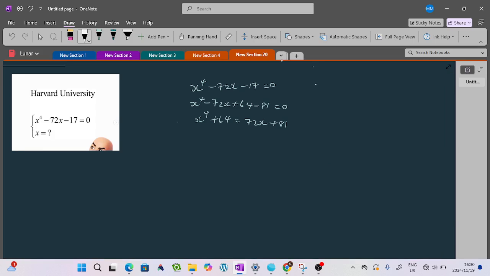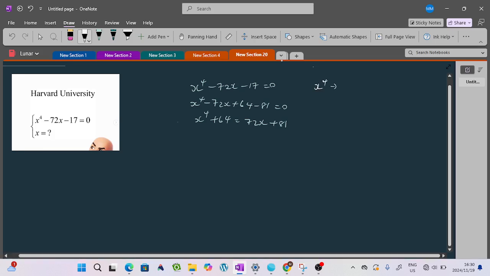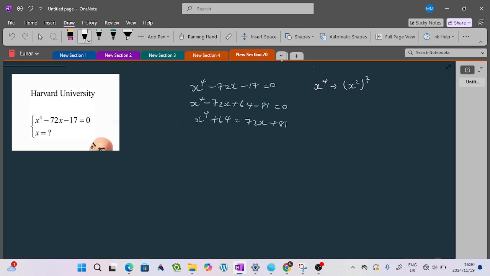Okay, now, so x to the 4th, you can write it as x squared all squared. Because we have the square, this is the same as a quadratic equation. So you have x squared raised to the power of 2 plus 64. The only thing that I'm missing is the middle term in this case.